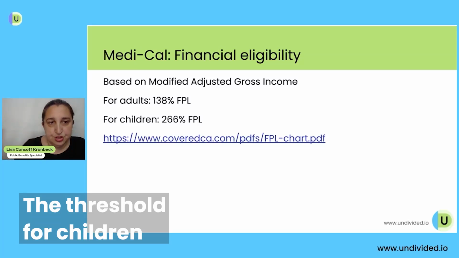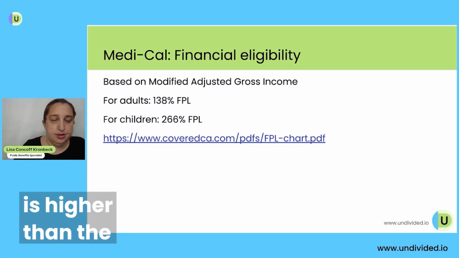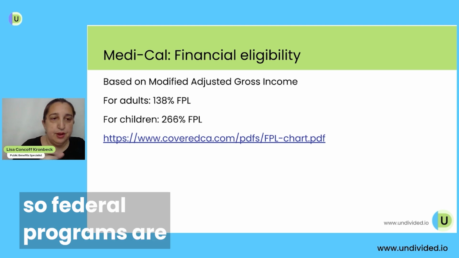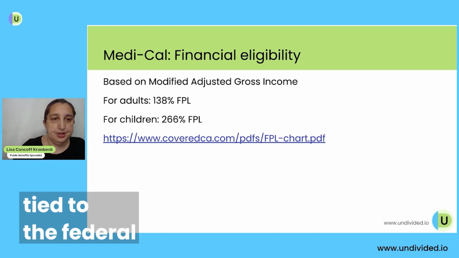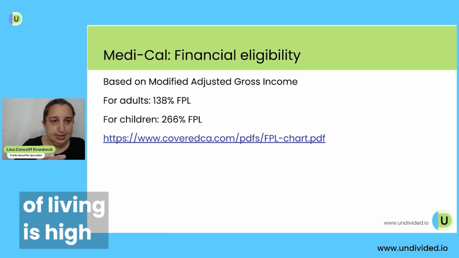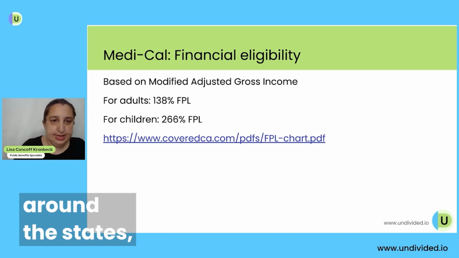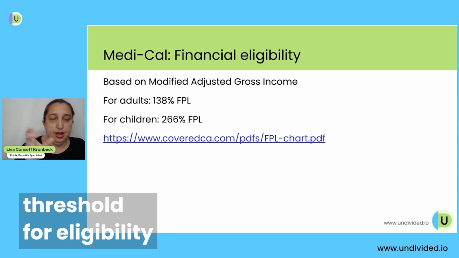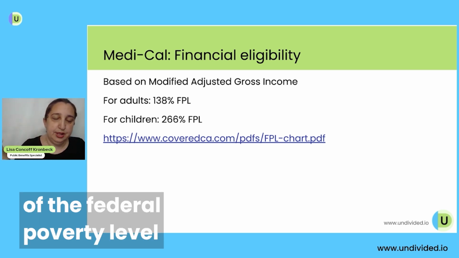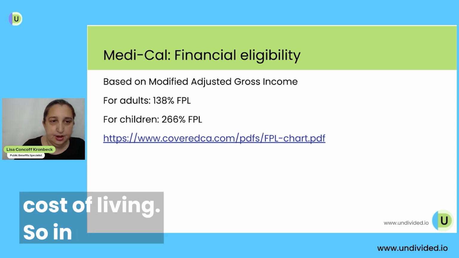The threshold for children is higher than the threshold for adults. So when you see this percent FPL, federal programs are tied to the federal poverty level. But since cost of living is high in different areas around the states, some states put their threshold for eligibility at a certain percent of the federal poverty level to accommodate for the higher cost of living.